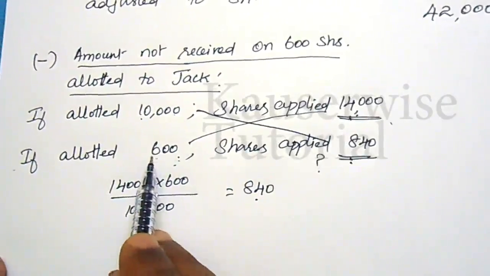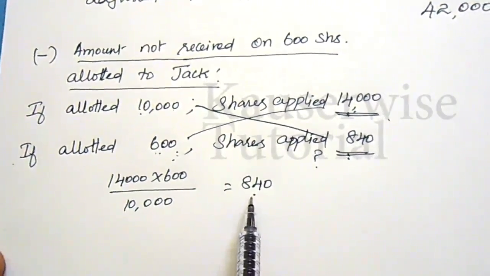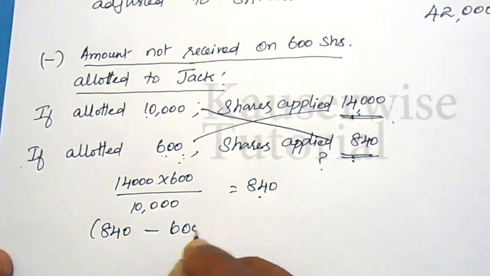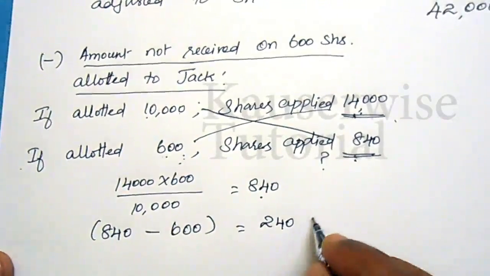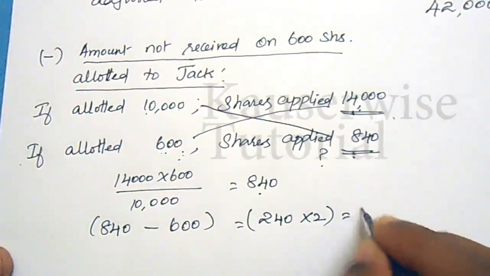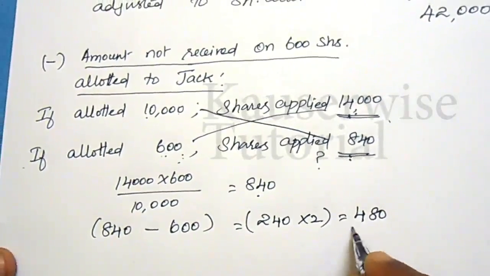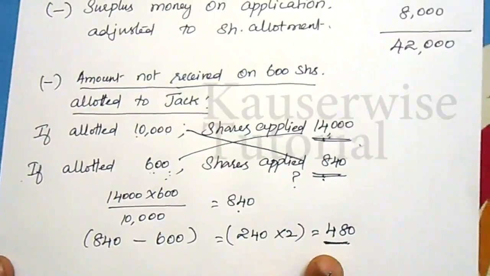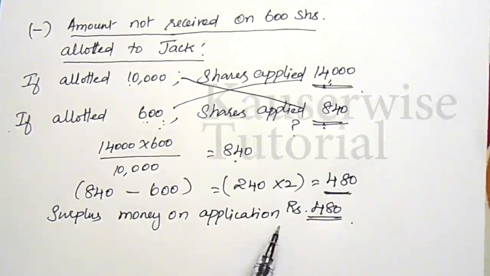So how many excess applications? 600 allotted and 840 applied. What is the difference? Applied 840 and allotted 600, so an extra 240 is there, no? Application value is 2 rupees, so 240 into 2 is equal to 480. This 480 is a surplus amount which was received along with the application. So this 480 is surplus money on application.